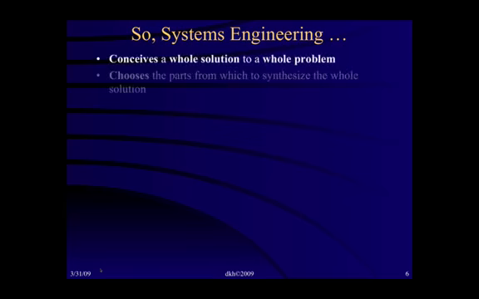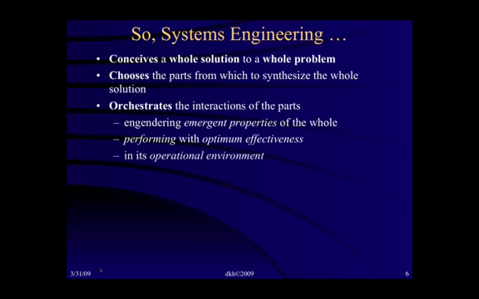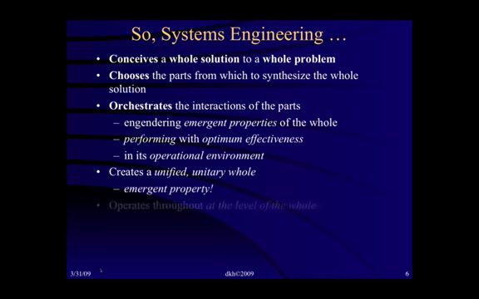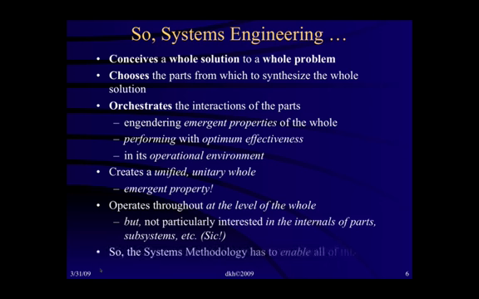So systems engineering conceives a whole solution to a whole problem, chooses the parts from which to synthesize that whole solution, orchestrates the interactions of the parts, and creates a unified, unitary whole, which operates throughout at the level of the whole, but it's not particularly interested in the internal parts of subsystems, for example. So the systems methodology has to enable all of these things: conceiving, choosing, orchestrating, creating, and operating.